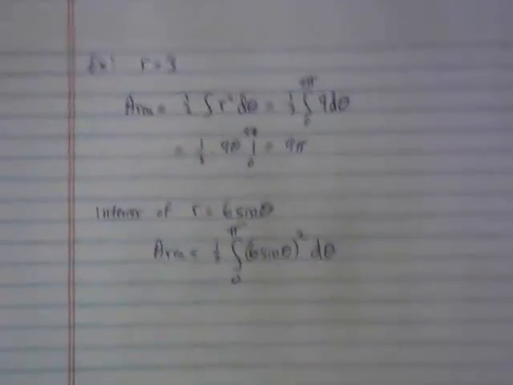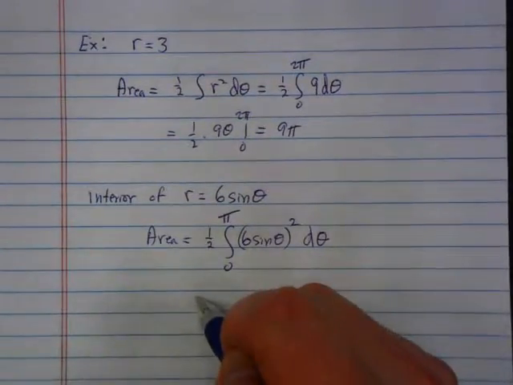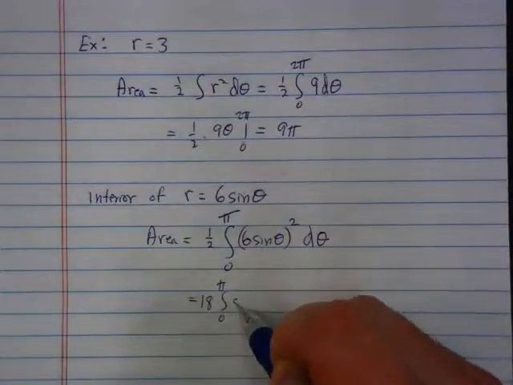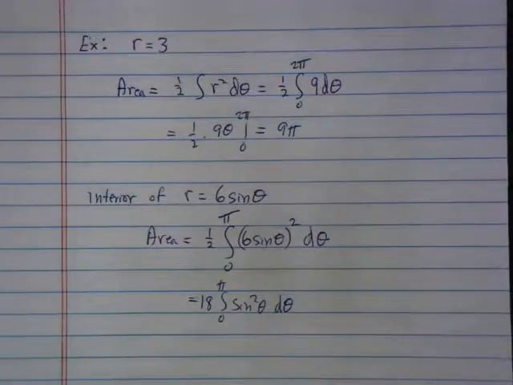All right, well that's going to be 6 squared is 36. 36 times a half is 18. The integral from 0 to pi of sine squared theta d theta. How do you find the antiderivative of sine squared theta d theta? So this is a good review of this previous material portion. How do you integrate sine squared theta?